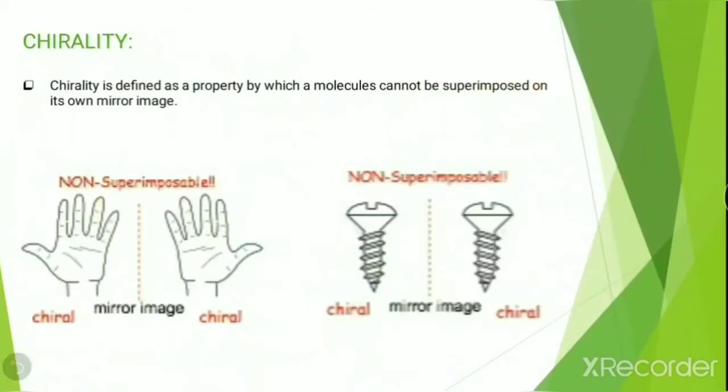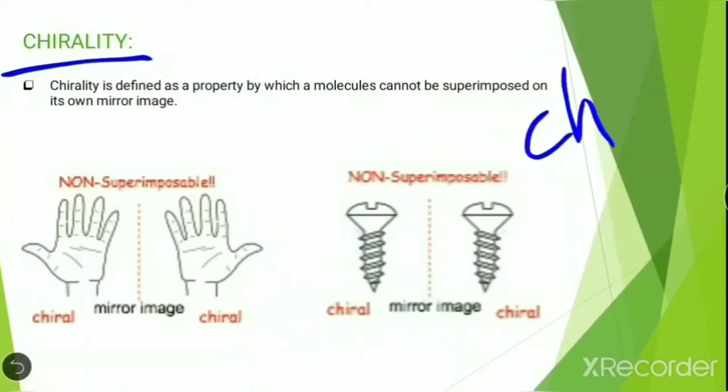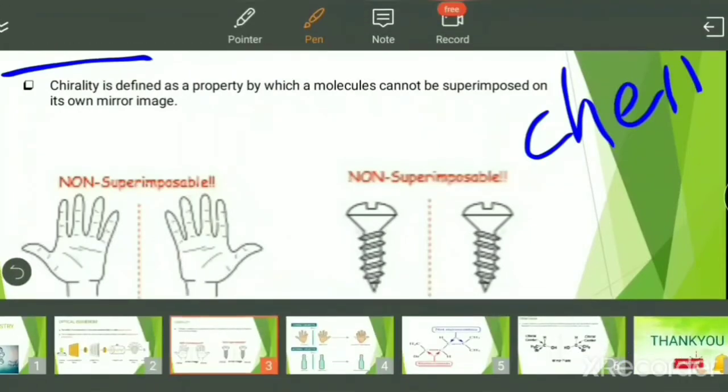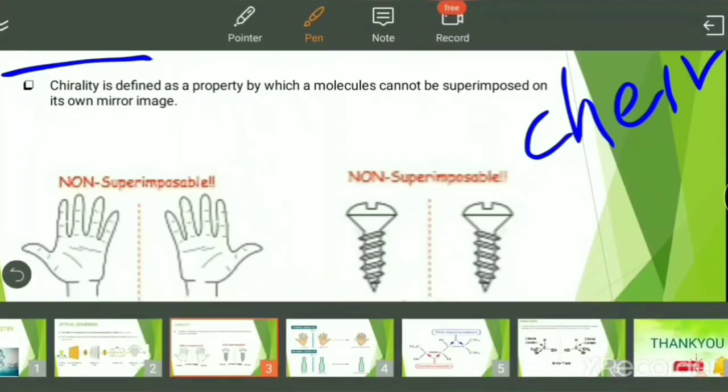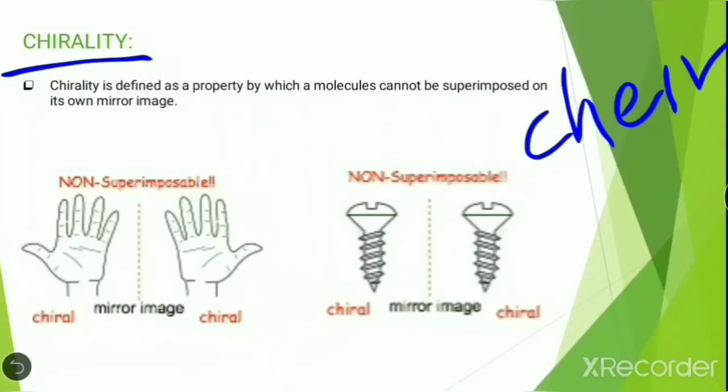Chirality. What is chirality? Chirality is defined as a property by which a molecule cannot be superimposed on its own mirror image. The word chiral is derived from the Greek word cheir, meaning hand. It means it is like a hand.